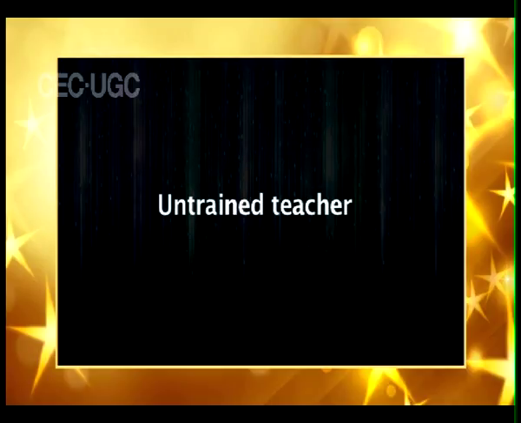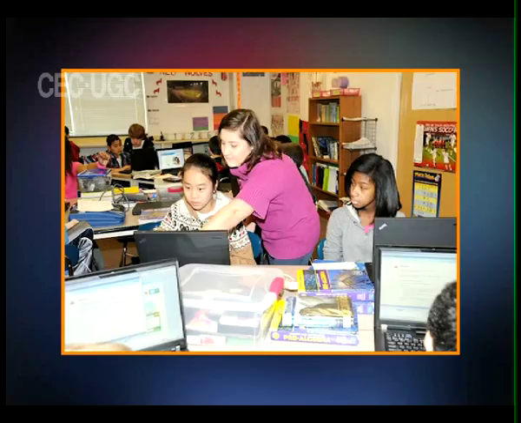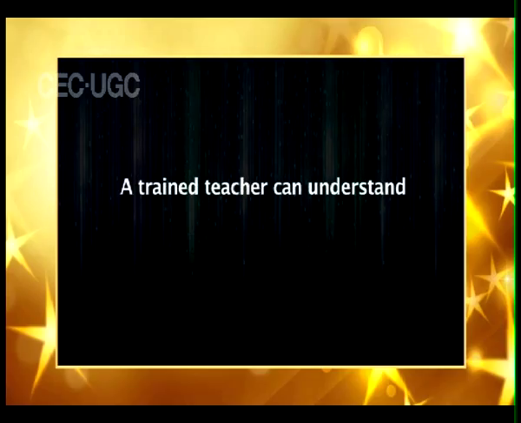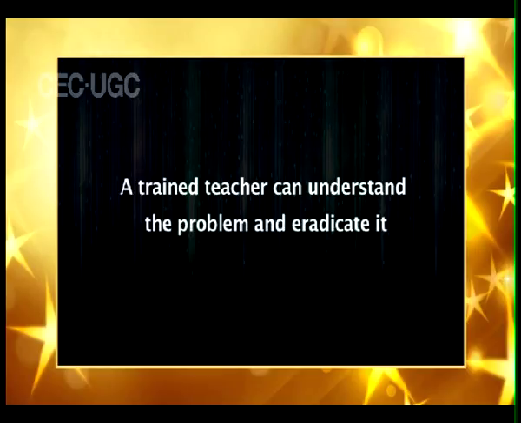Number 2, untrained teacher. Without proper training, a teacher cannot understand the psychology of the child and his problems, what the possibilities are, and why the child is not learning. A trained teacher can understand the problem and eradicate it.